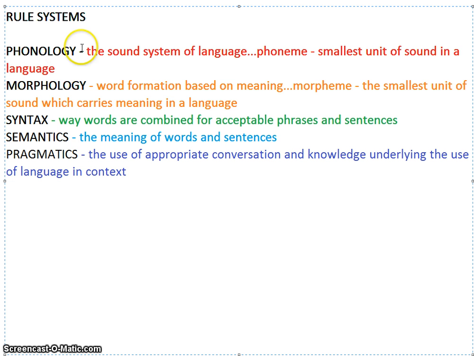So again, phonology, basic sound, with meaning, connects with morphology. Syntax is the order of things. Semantics is the meaning. And pragmatics is the appropriate use. So these are all things that develop. Again, we'll talk about the specific ages in class.